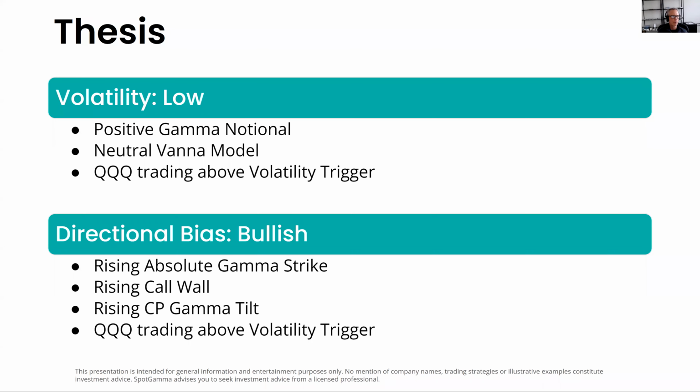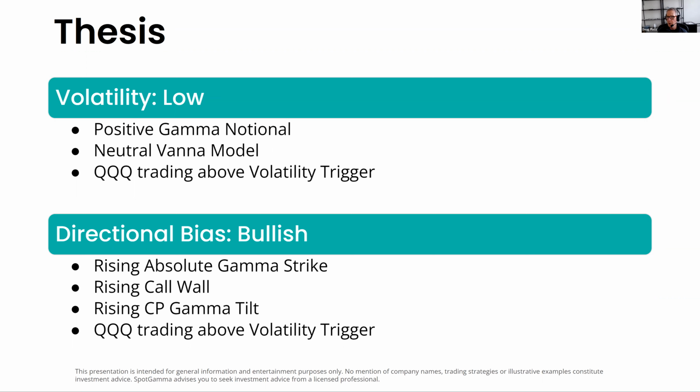So here's the thesis that I developed from the data. First of all, I anticipated low volatility. And the reasons were, first of all, gamma notional shifted from negative to slightly positive. Again, that's pretty rare for QQQ in the last year. And again, meaning that market makers' gamma position was positive, and they would need to hedge against price to hedge their delta exposure.